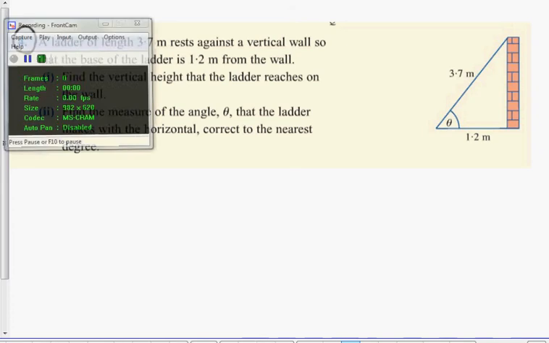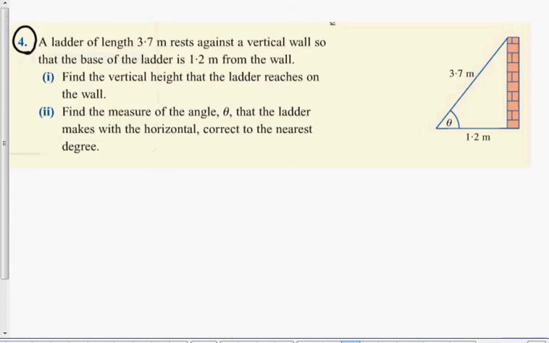Now, what we have here, guys, is a ladder of length 3.7 meters that rests against a vertical wall, so that the base of the ladder is 1.2 meters from the wall. Find the vertical height of the ladder. Let's call the vertical height of the ladder some letter that's not usually used, x.